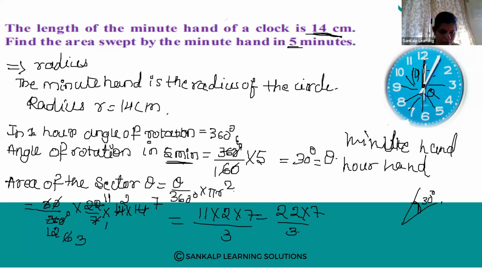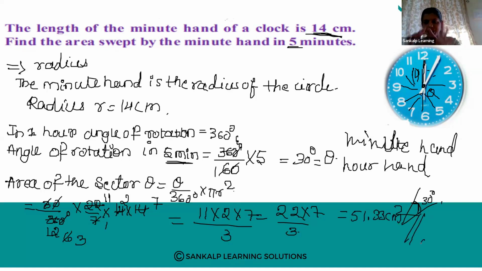So 0, 0, 3 ones are 3, 3 twos are. Next 2 sixes are 12, 2 elevens are. Next 2 threes are 6, 2 sevens are 14. 7 ones are 7, 7 twos are. So 2 sevens are 14, so 22 into 7 divided by 14. So finally you will get 51.33 centimeters square. This is our final answer.